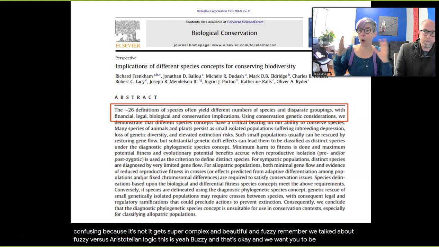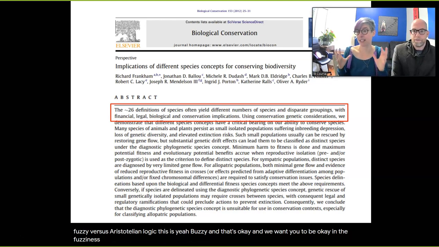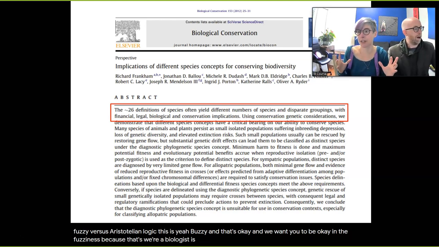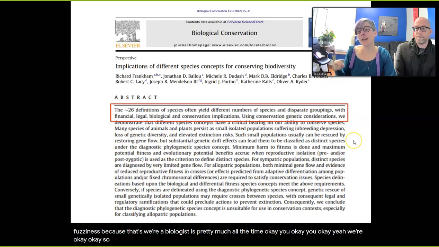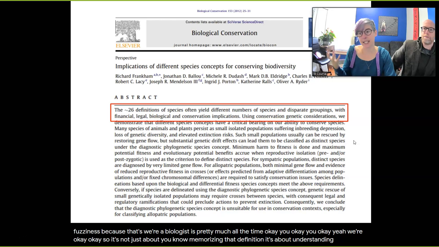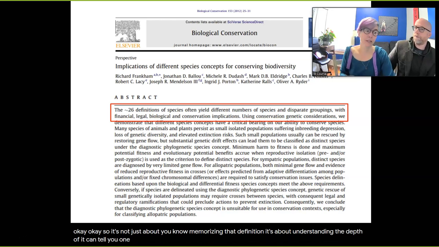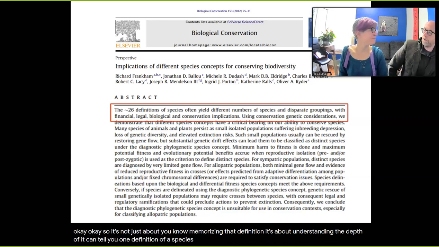We want you to be okay in the fuzziness, because that's where a biologist is pretty much all the time. So it's not just about memorizing that definition. It's about understanding the depth of it. Can I tell you one definition of a species? Tell me. The number of species concepts.